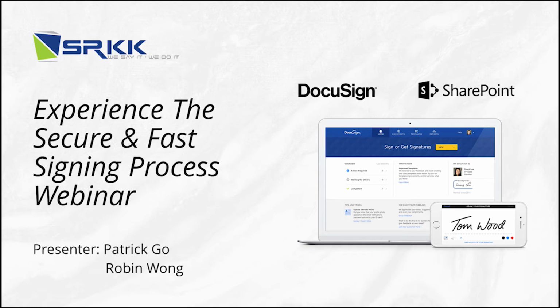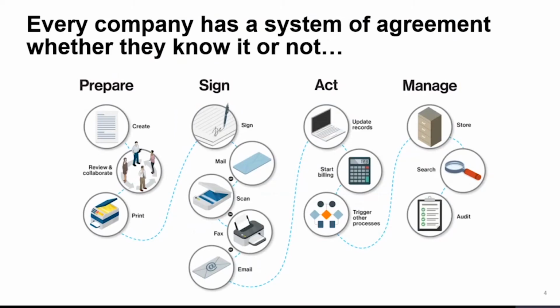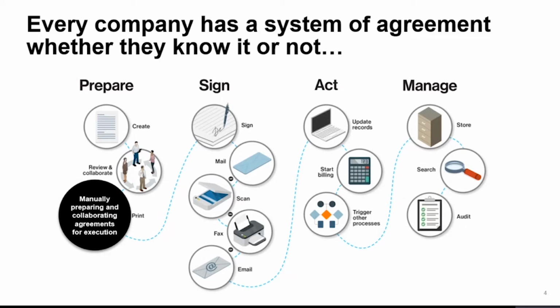on the line. So we'll be going through why you will need an electronic signature in a business today. Actually, I believe that every company has a system of agreement, whether they know it or not. So how many of you agree with this? Is there a system for that in your current process? So most likely yes. So what's the process like? The system could be done manually as well.